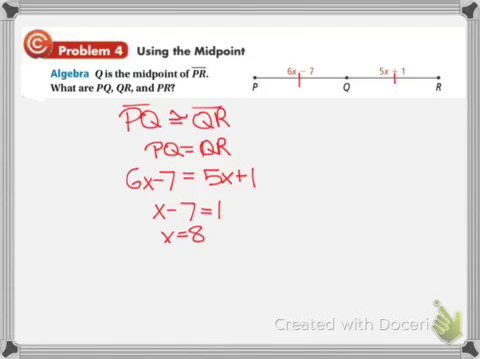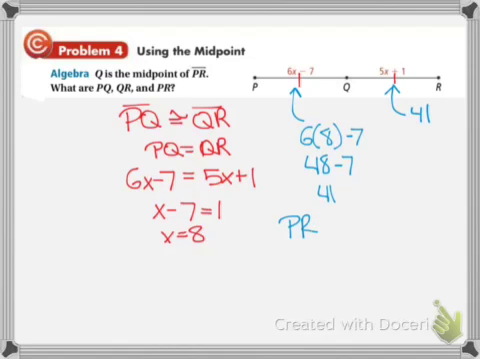So let's find PQ. PQ is 6 times our x, which is 8, minus 7. So that's 48 minus 7, which is 41. And we automatically know that QR is also 41. Okay? We know that because those are congruent segments. So if they're both 41, then PR has to be either 41 times 2 or 41 plus 41. Okay, so we know that it's 82.